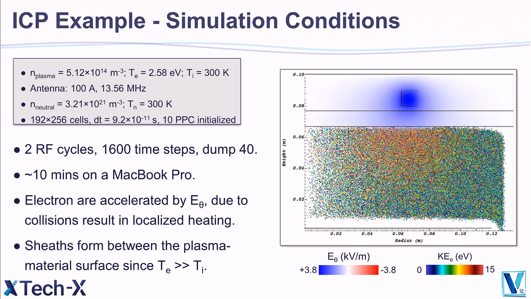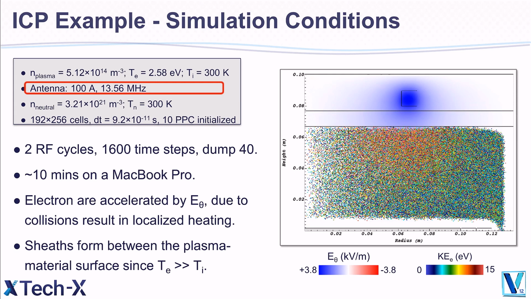These are the simulation conditions for the ICP example. We initialize particles in the plasma, 10 particles per cell at 192 by 256 cells, and DT is set to 9.2 times 10 to the negative 11 seconds. The neutral density is this with a 300 Kelvin temperature, which corresponds to about 100 millitorr pressure. The antenna is set to 100 amps at 13.56 megahertz, ramped.